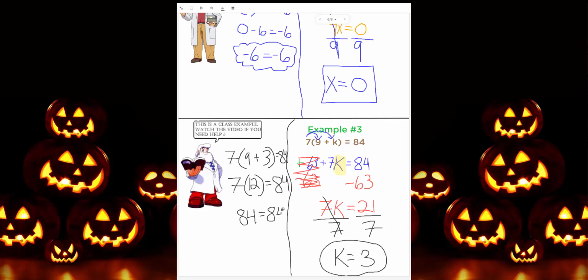And that means we ended up with 84 equals 84. Is this a true statement? Is 84 equal to 84? Yes, it is. And that means we have done the problem correctly because our equation is balanced at the end of the problem.